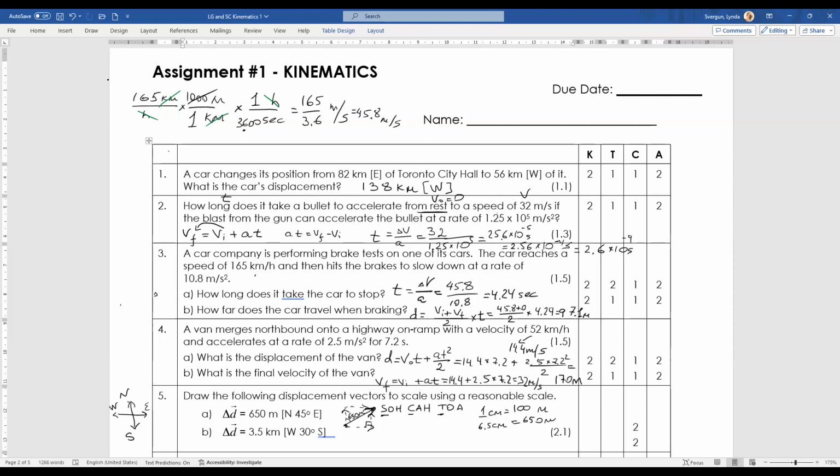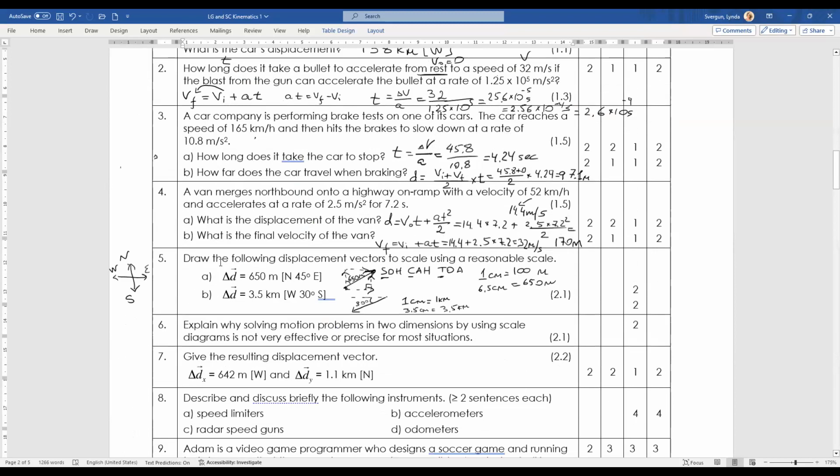This vector, west, 30 degrees south. So west is to the left and then down, right? So you move to the left and down, and this angle is 30 degrees. Okay, so 3.5 kilometers. Maybe choose 1 centimeter is 1 kilometer. So you have 3.5 centimeters for 3.5 kilometers. Okay, basically here is just a review of how to scale them.